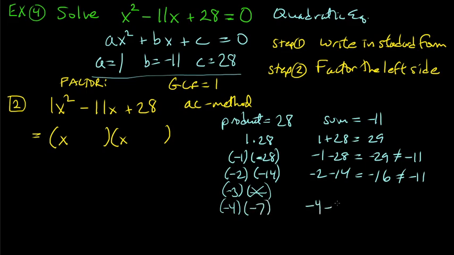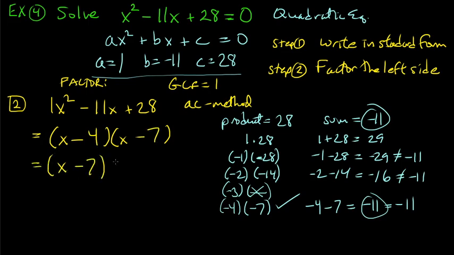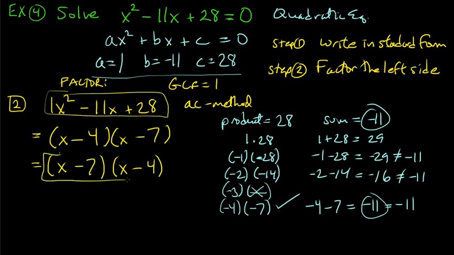So let's add negative 4 plus negative 7, which is negative 11. That's what we're looking for. So we have our two numbers, negative 4 and negative 7. The negative 4 goes here, the negative 7 goes here, although remember, it doesn't matter what goes where, since order doesn't matter. And so that takes care of step 2. We did factor x squared minus 11x plus 28 as x minus 7 times x minus 4, or x minus 4 times x minus 7, either way.